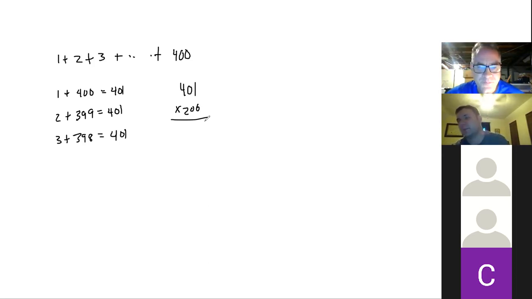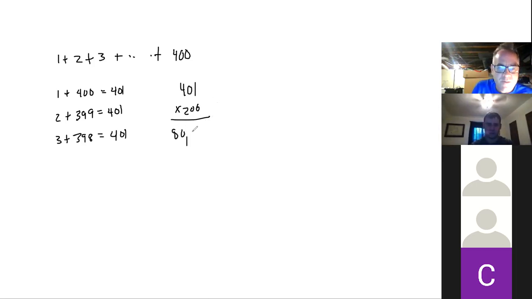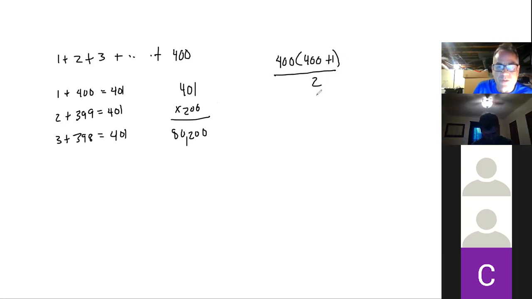80,200. All right. Now, again, that would be using that method of 6-year-old Mr. Gauss. If you put it in that formula, notice it's still going to work out to be 200 times 401, which is still 80,200.